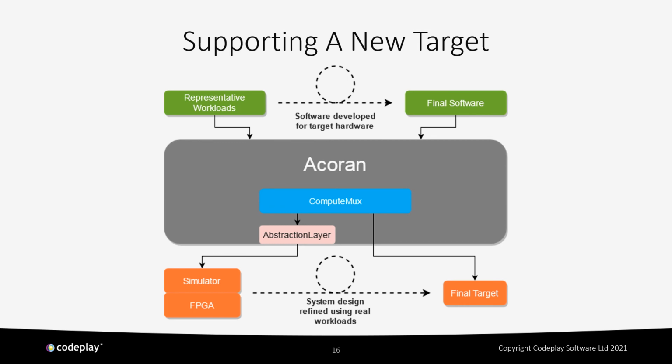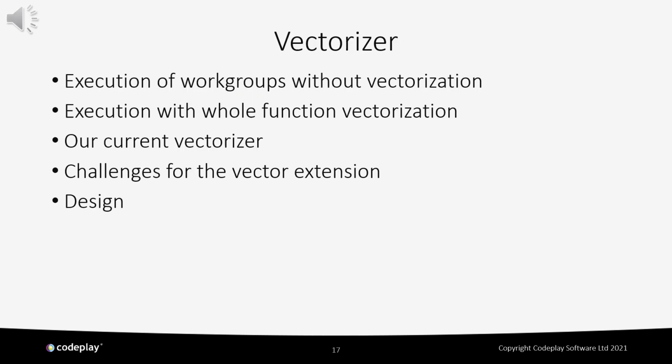I'll now pass back to Colin, and he can talk about vectorization. We will now discuss our vectorizer and how it may be adapted for the vector extension. We'll show how a workgroup could be executed without vectorization, and then demonstrate how this could be vectorized using whole function vectorization. We will detail our current vectorizer and the technical challenges for RISC-V before explaining our design decisions.